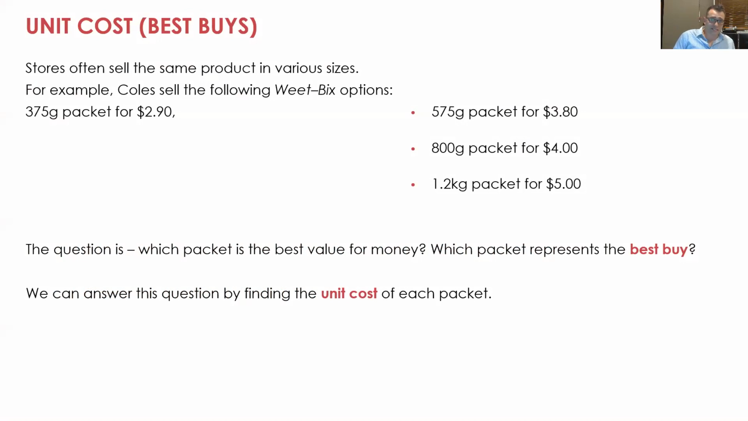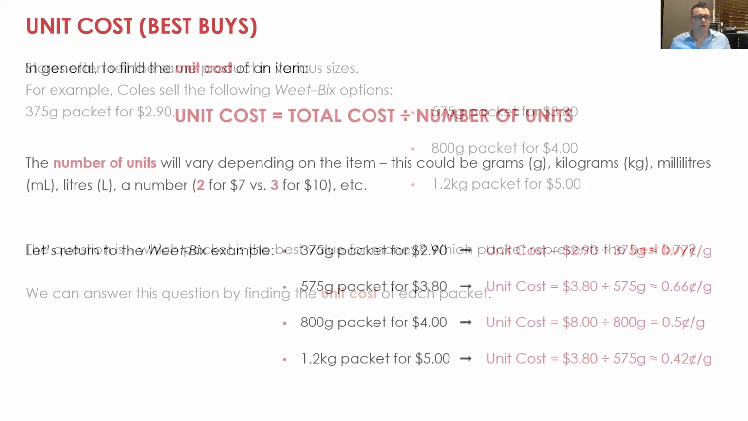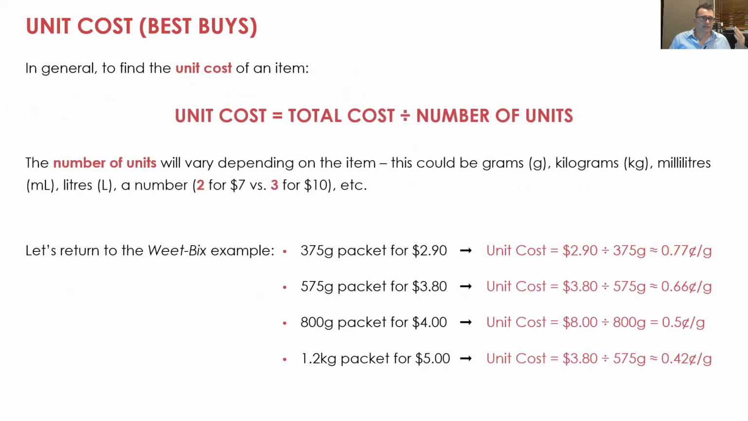Now, obviously these days at supermarkets, there's a legal requirement that they display this, but it is good being able to work this out for yourself. In terms of calculating this, we just take the price divided by the quantity in the units that we're comparing. If we're doing it per gram, we're dividing by 375, 575, 800. If we want to do it in kilos, we just do it as 0.375. So we've got 77 cents per gram for the first, 66 for the second, 50 cents for the third, and 0.42 cents for the final.